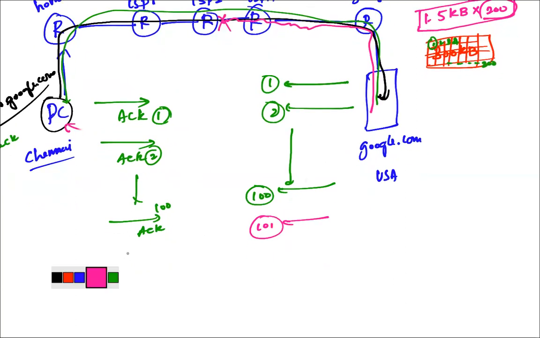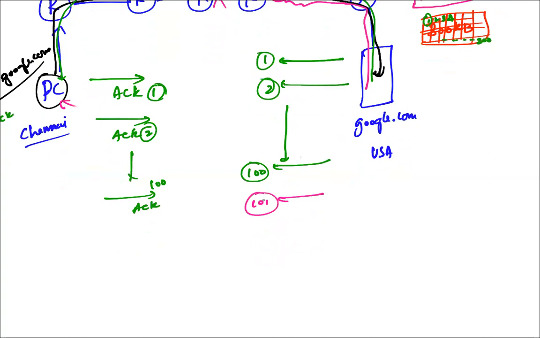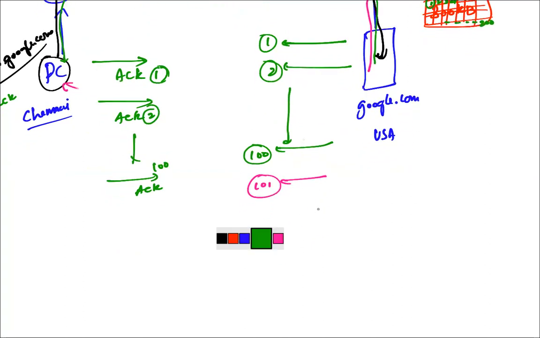In that case, the PC will not acknowledge. The server is expecting an acknowledgement from the client, but the client is not acknowledging because it didn't receive the packet. The server is intelligent enough to understand that if it didn't get acknowledgement 101, the PC didn't receive it. So it will automatically retransmit. Which packet alone? Packet number 101 alone, not all the packets.